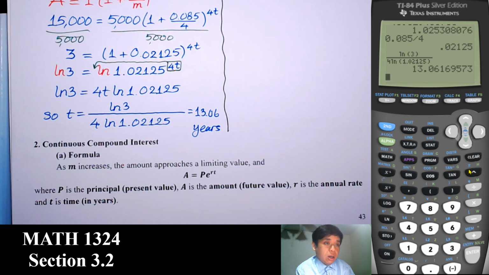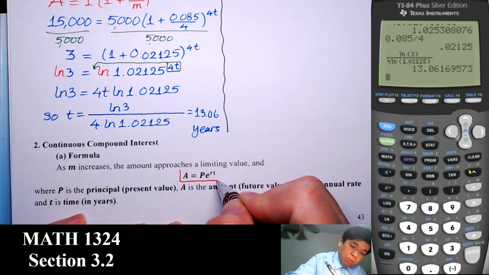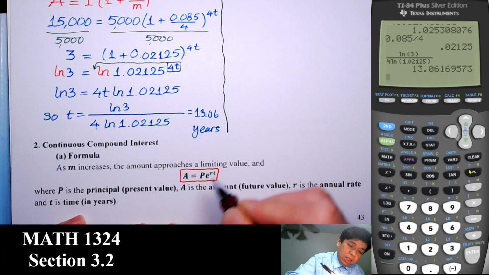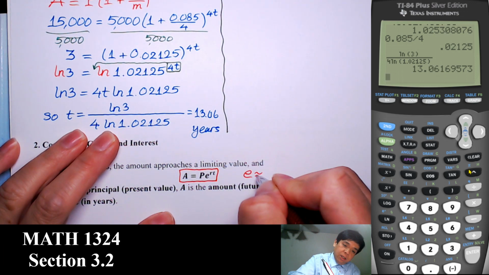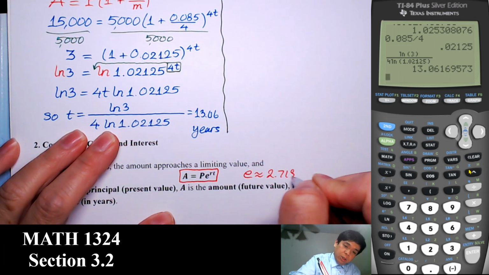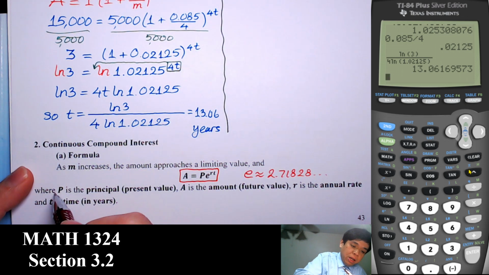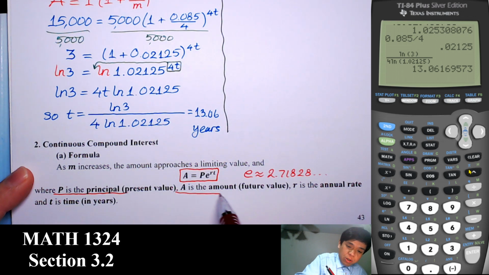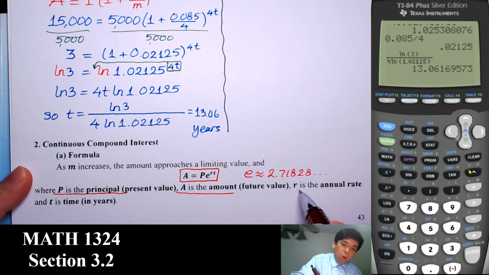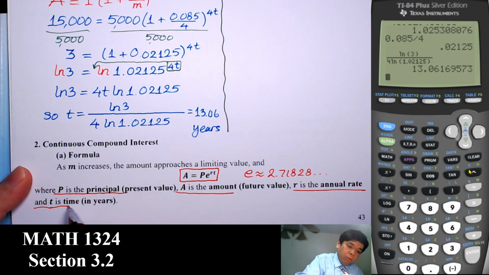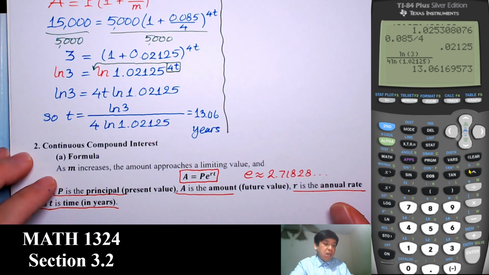Continuous compound interest. Now as m increases, we'll approach a different formula. It is A equal to P e to the RT, where e is 2.71828, 1828 and so on. So P is still the principal, A is still the future value, and R is still the rate, and T. So pretty much all the variables still have the same meaning.